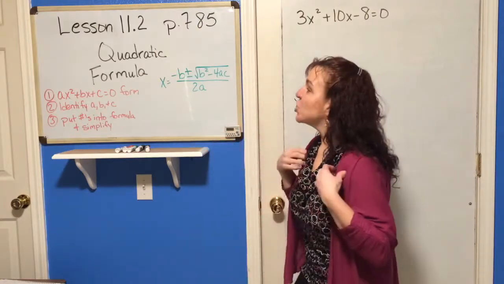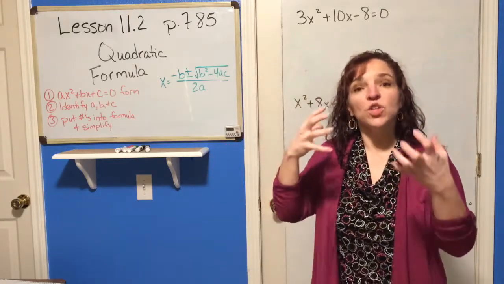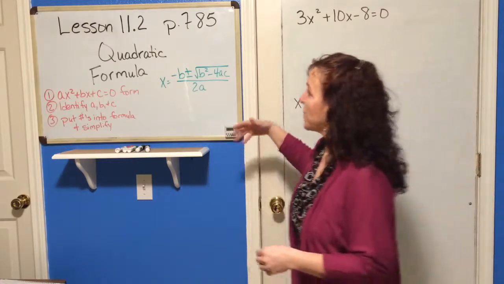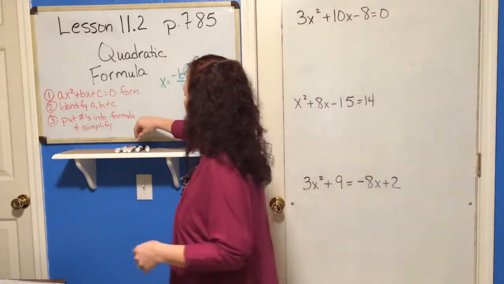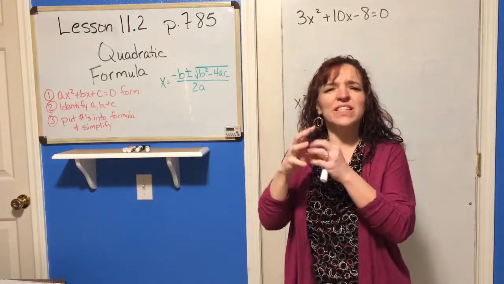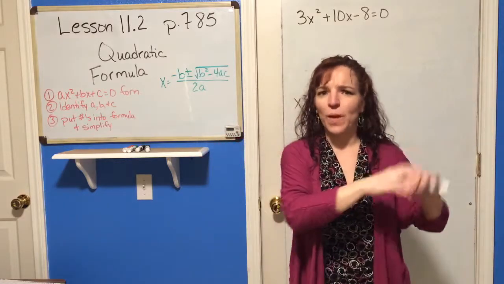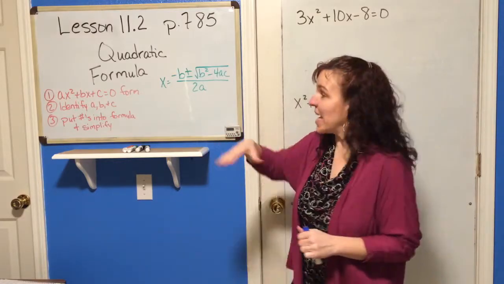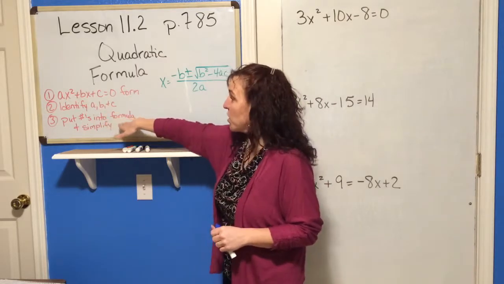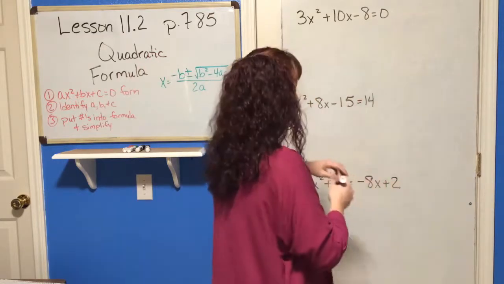All right, I need to back up. We're using the quadratic formula to solve a quadratic equation that has an x squared term in it. After you put it into that form, make sure everything is on the left-hand side and the 0 is on the right-hand side. Once that's the case, you just identify what a, b, and c are, then plug those into the formula and simplify. That's it. All right, so let's do some.